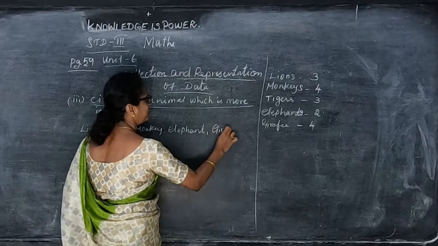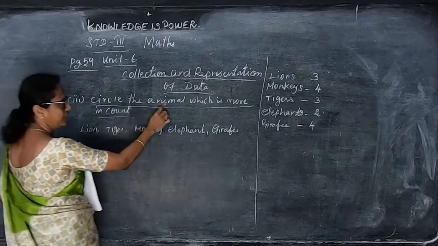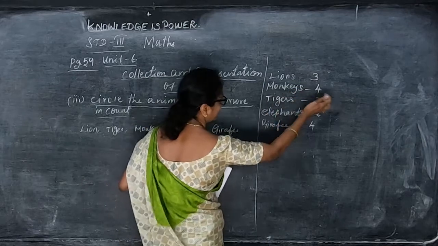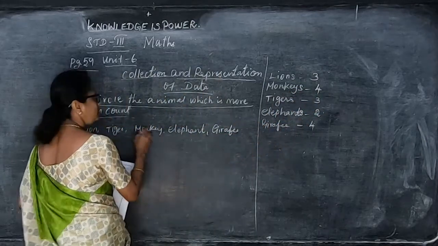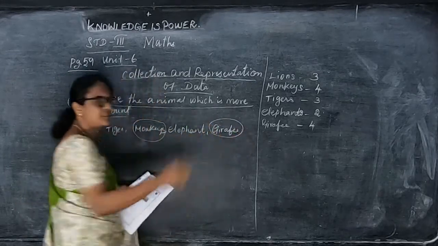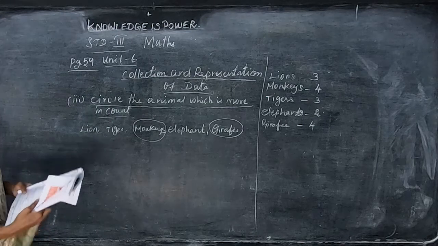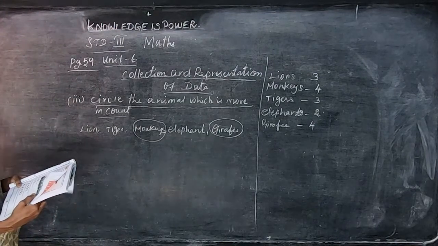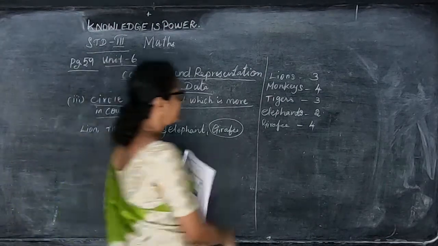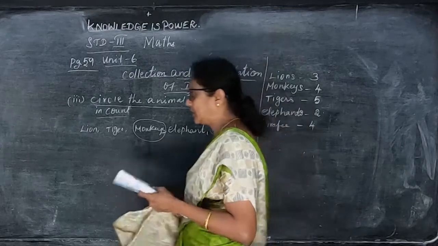They are given the picture. I am writing the name of the animals. So circle the animal which is more in count. Look at which is more. Lion is 3, monkeys is 4. So giraffe is 4. So you count monkeys and giraffe. So you put a circle. Now tigers is 5. So you can circle only the tiger.